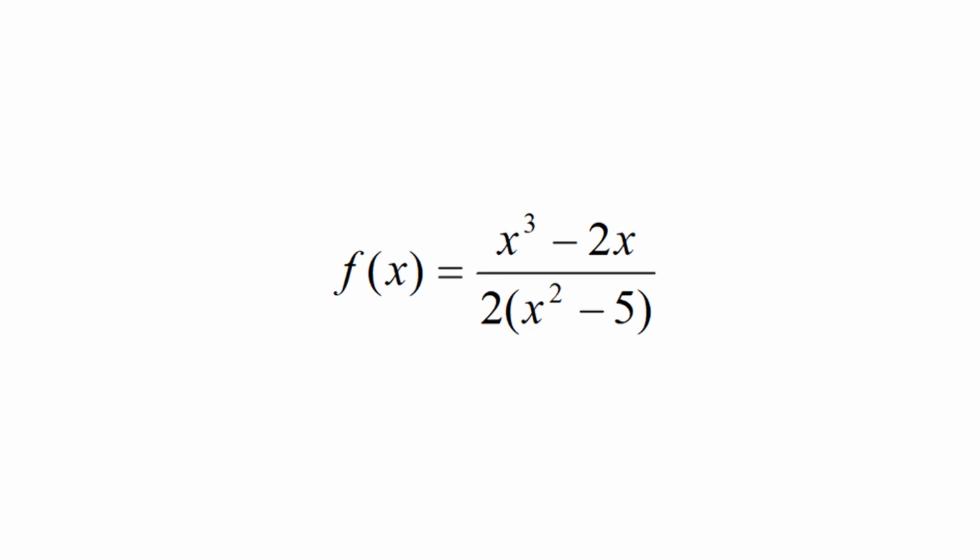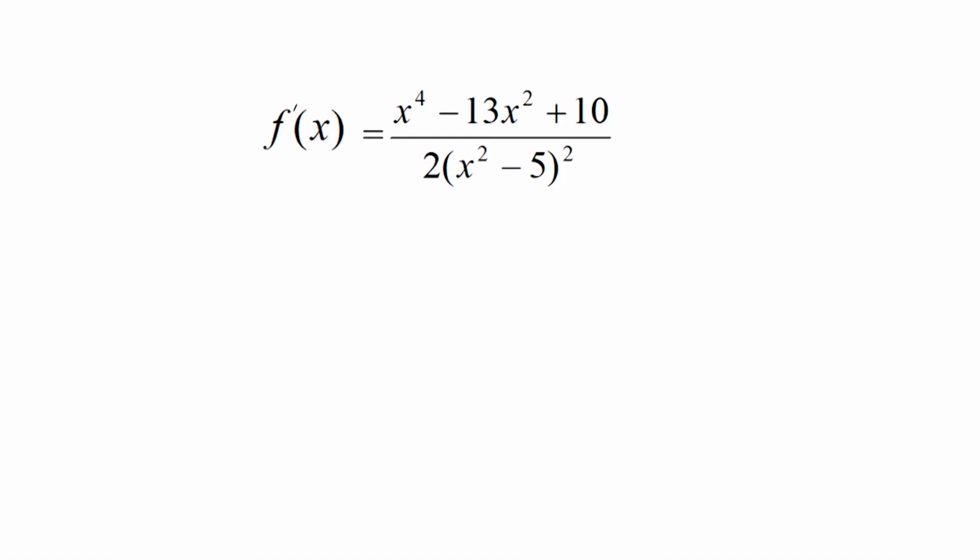We have f of x is equal to (x cube minus 2x) whole divided by (2 times (x square minus 5)). By the quotient rule of differentiation, we get f dash of x is equal to (x to the power 4 minus 13 x square plus 10) whole divided by 2 times (x square minus 5) square.